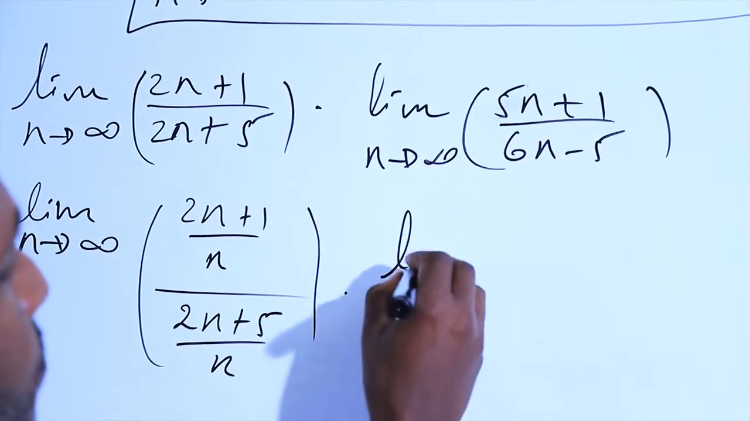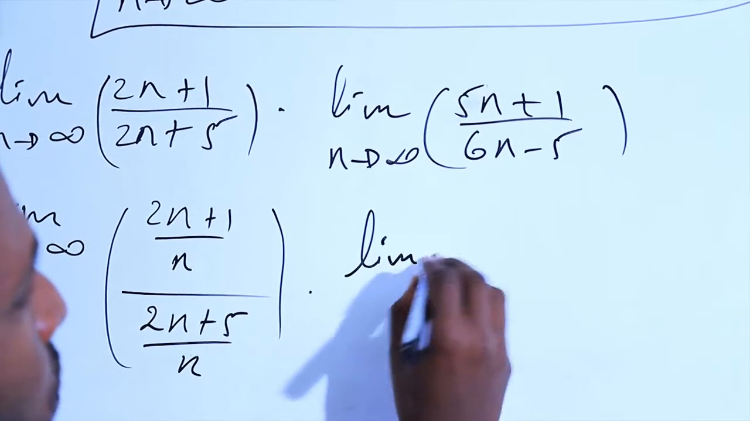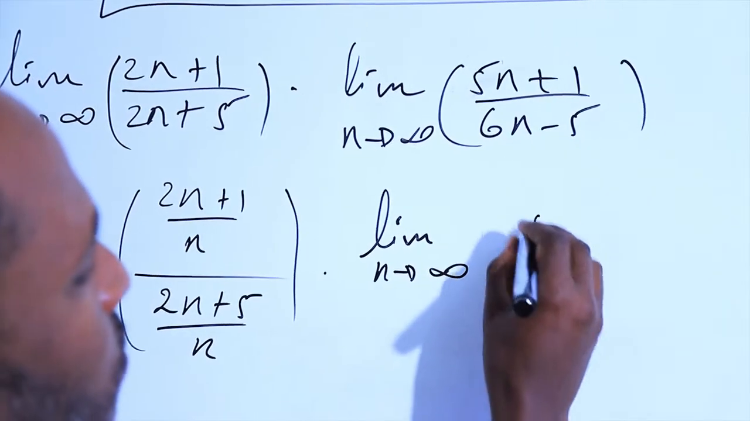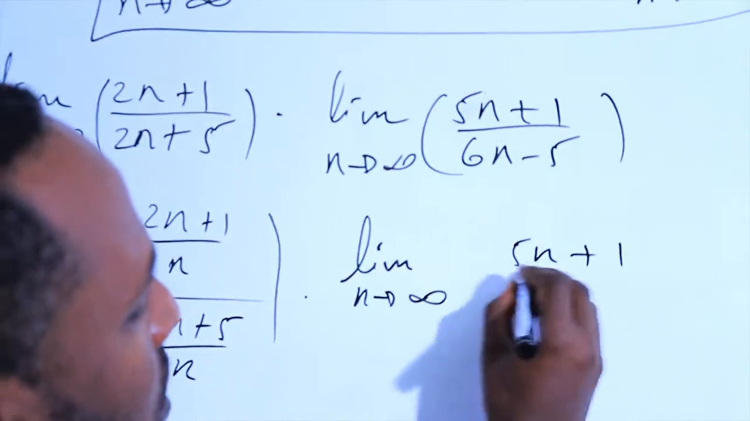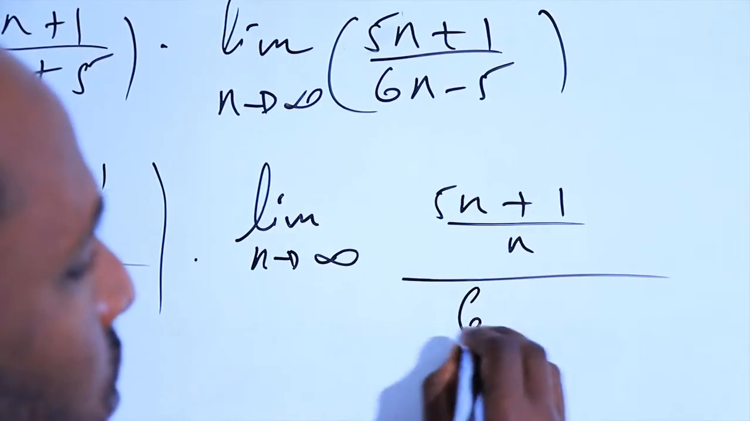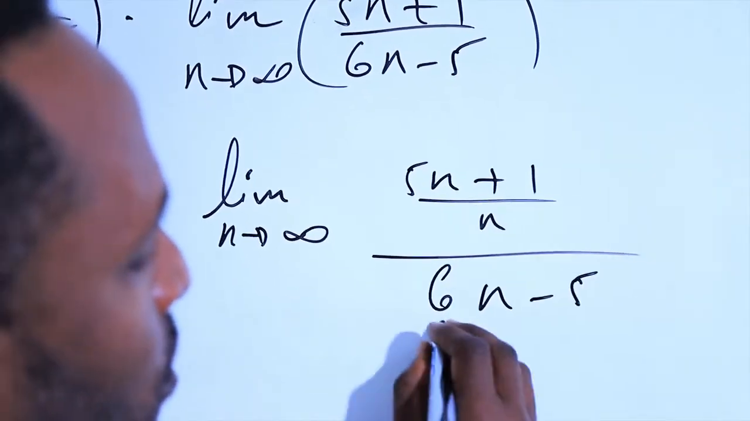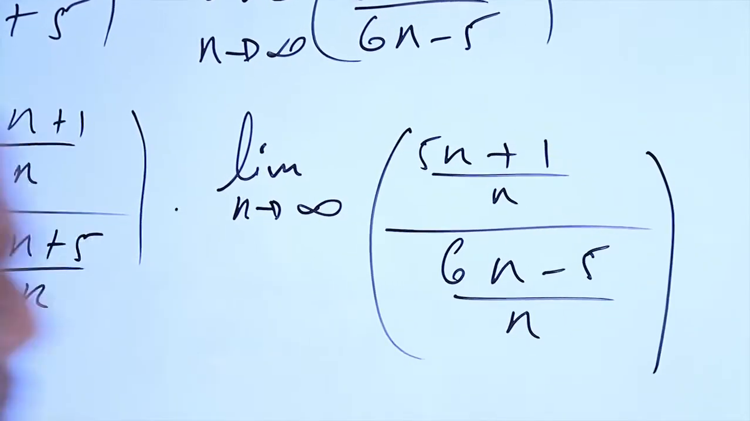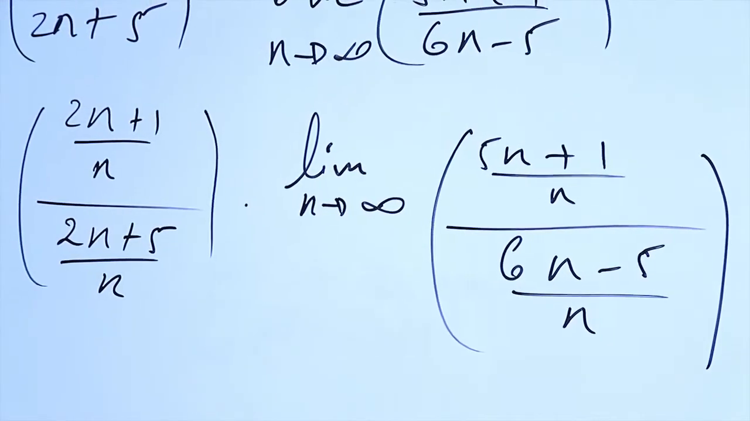in the same fashion, the limit of the sequence when n approaches infinity, (5n plus 1) over n, the whole over (6n minus 5) over n. So the value as n tends to infinity.